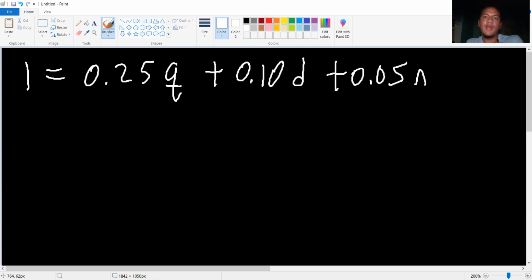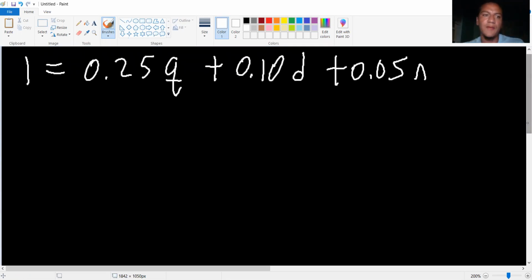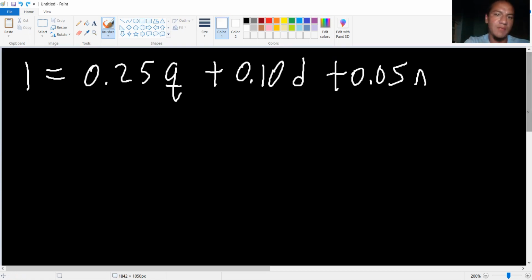Like, if I plug in 0 for quarters, I still don't know what dimes and nickels are, and I got to figure that out. So the fastest way I could have thought about it at the time was brute force. You basically plug in, let's say I have 4 quarters. Well, that's pretty easy. Q equals 4, D equals 0, and N equals 0. So that's one way to do it.